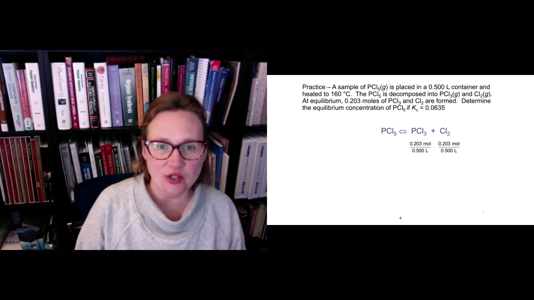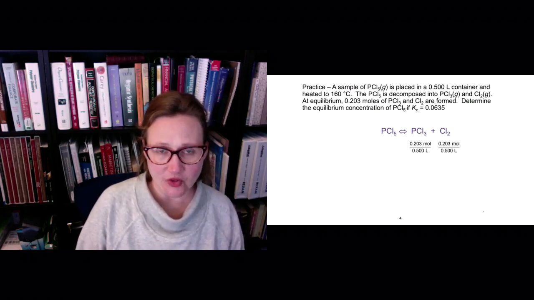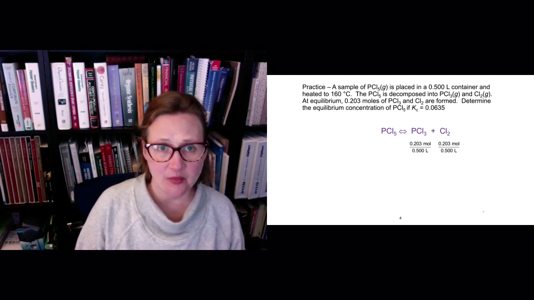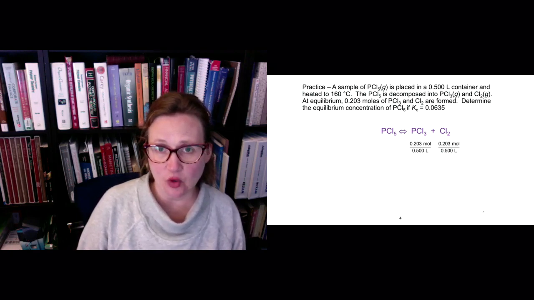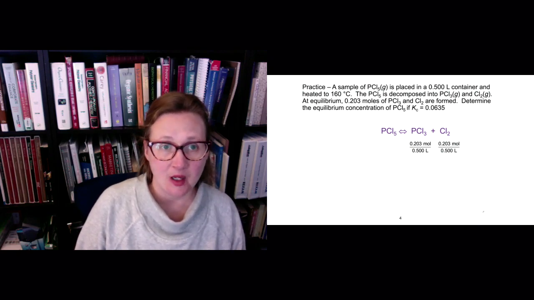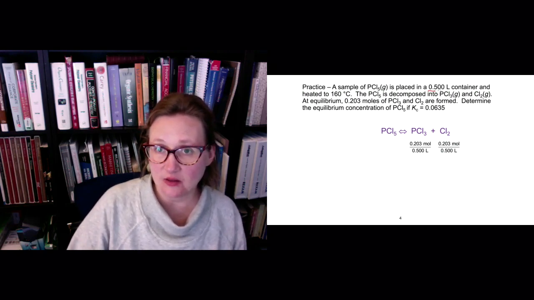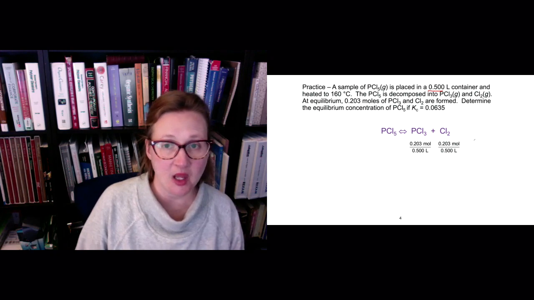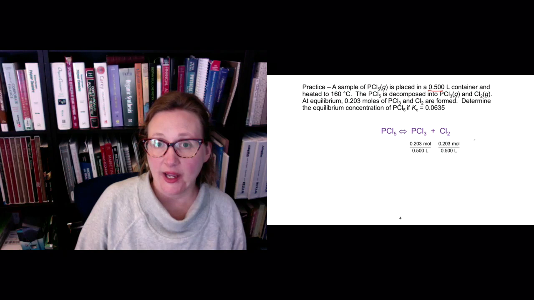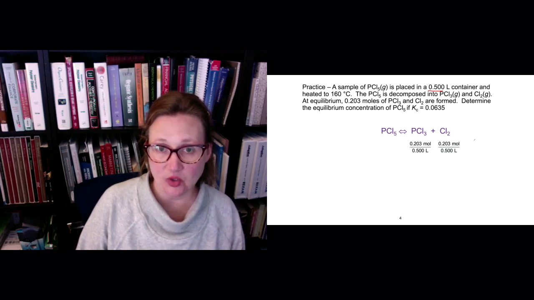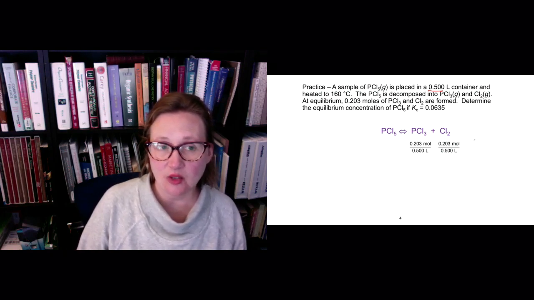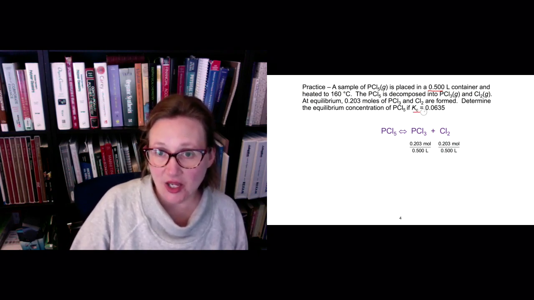Let's work on another problem. Here we have a sample of PCl5, and we're going to form PCl3 and chlorine gas. We know the volume of the container we place it in, a 0.5 liter container, and we know the moles at equilibrium of PCl3 and Cl2. We need to determine the equilibrium concentration of our reactant given our Kc.